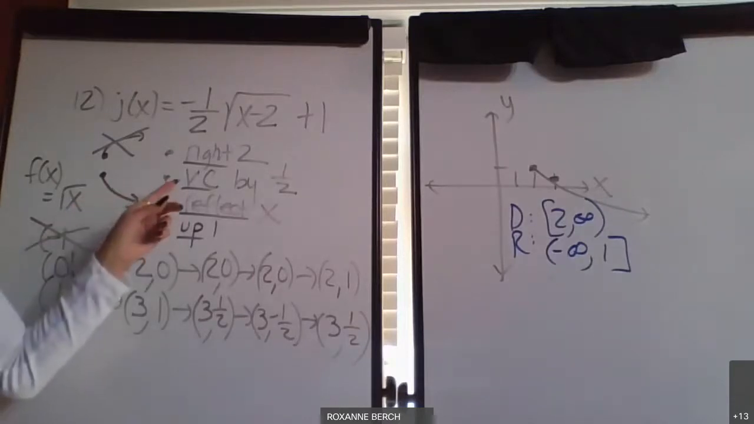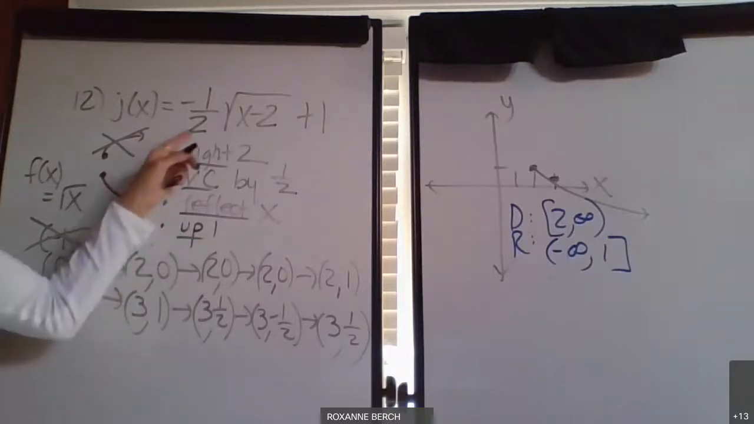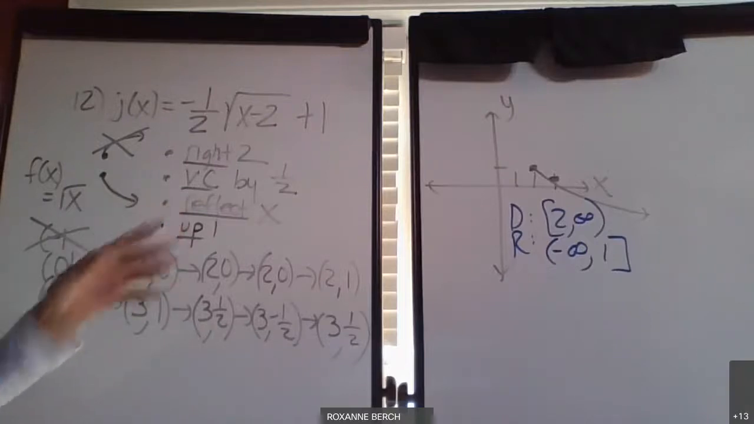Well, you know, with a vertical compression, you don't take the reciprocal. And remember, it's a compression if it's a proper fraction like 1/2, 2/3, 7/8, 7/9.